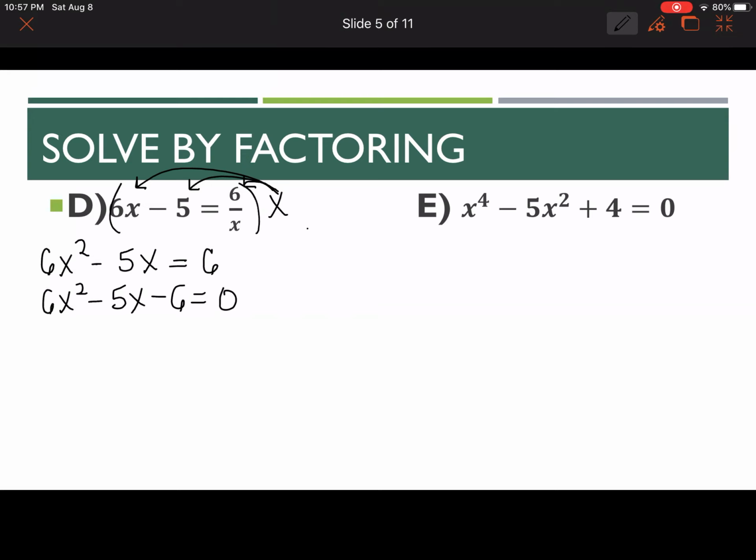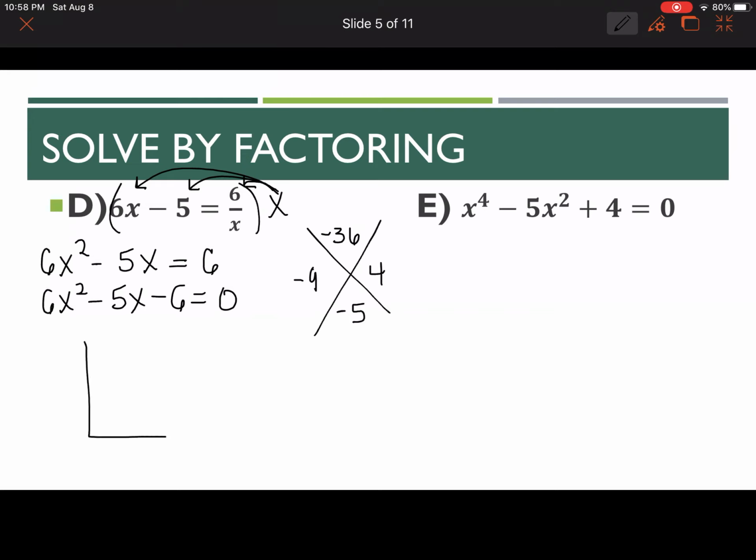Okay, and now we need to find two numbers that multiply to a times c, which would be 6 times negative 6, but they add to b. So numbers that would multiply to be negative 36, but add to negative 5, and that would be negative 9 and 4.